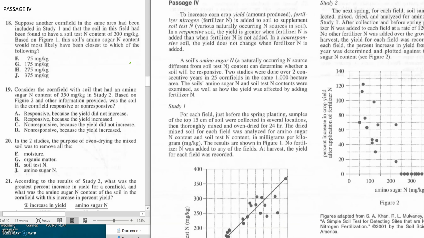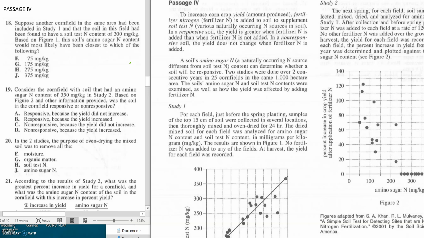To increase corn crop yield, that's the amount produced, fertilizer nitrogen is added to soil to supplement soil test N, which is various naturally occurring N sources in soil. In a responsive soil, the yield is greater when the fertilizer is added than when fertilizer is not added. In a non-responsive soil, the yield does not change when fertilizer N is added. Okay, so we've got that bit.